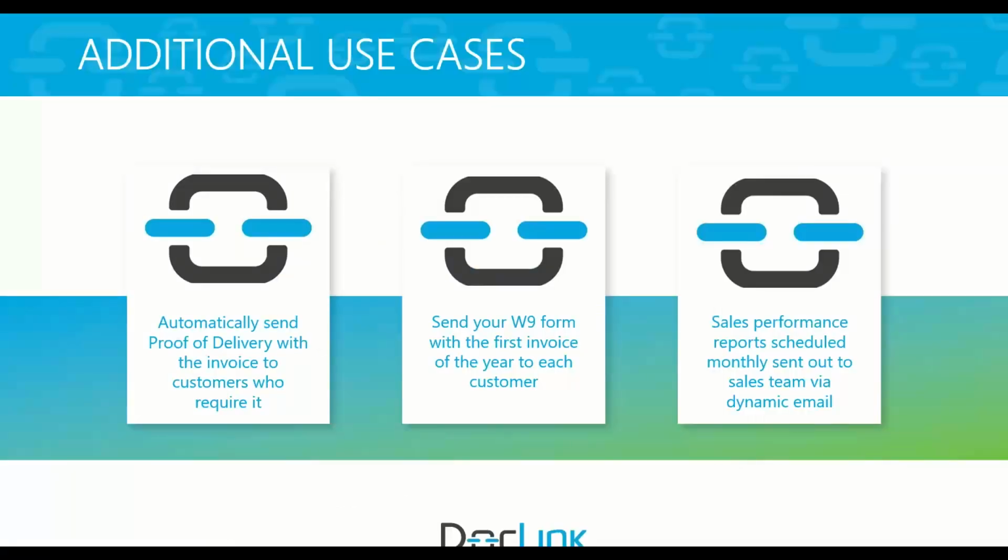So, additional use cases. I already mentioned the first one, proof of delivery with invoices to customers. In the accounts payable example, you can send a W-9 along with invoices to your customers so that they have it on file. Sales performance reports on a monthly basis or weekly basis, whatever it might be. You can automatically capture those documents and send them directly out to your sales force wherever they may be around the world, and let DocLink do all of this work for you.